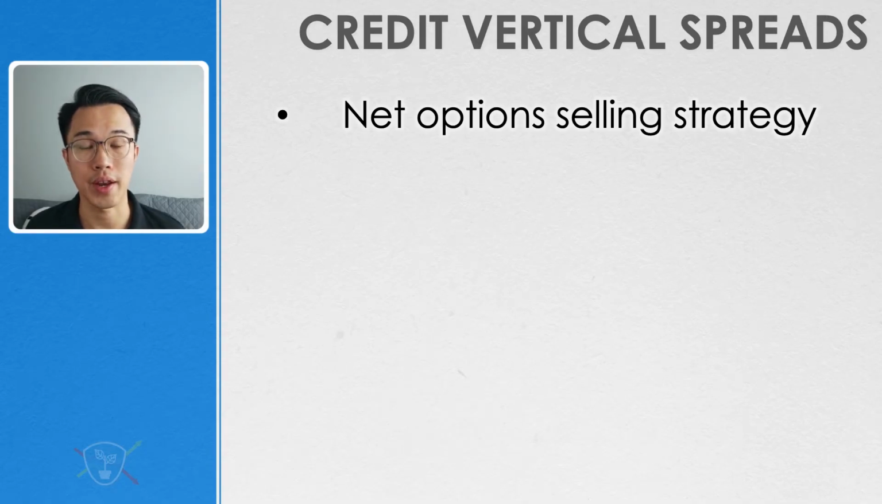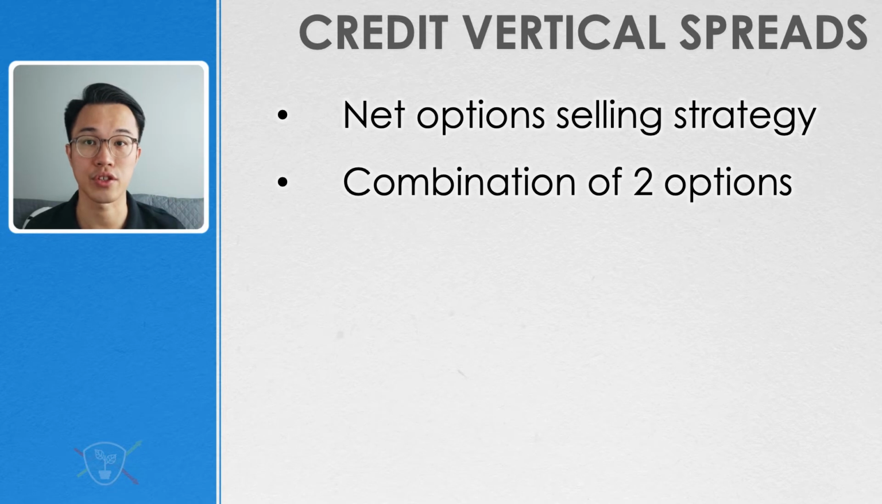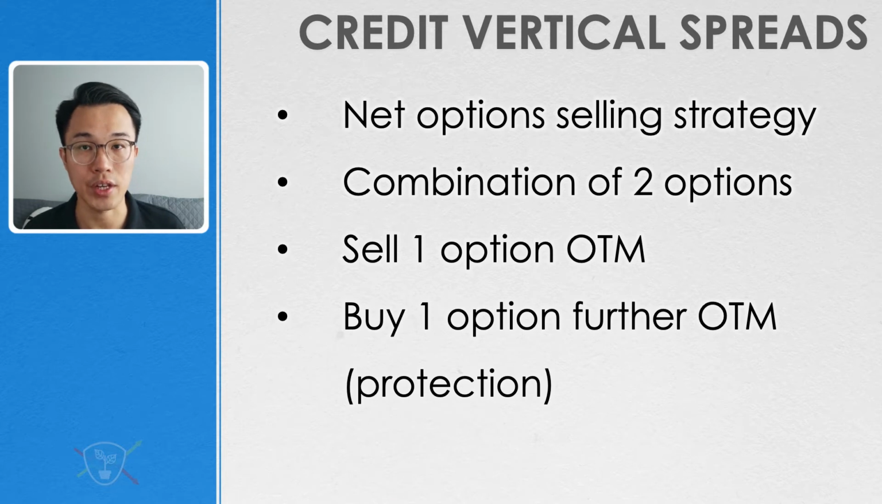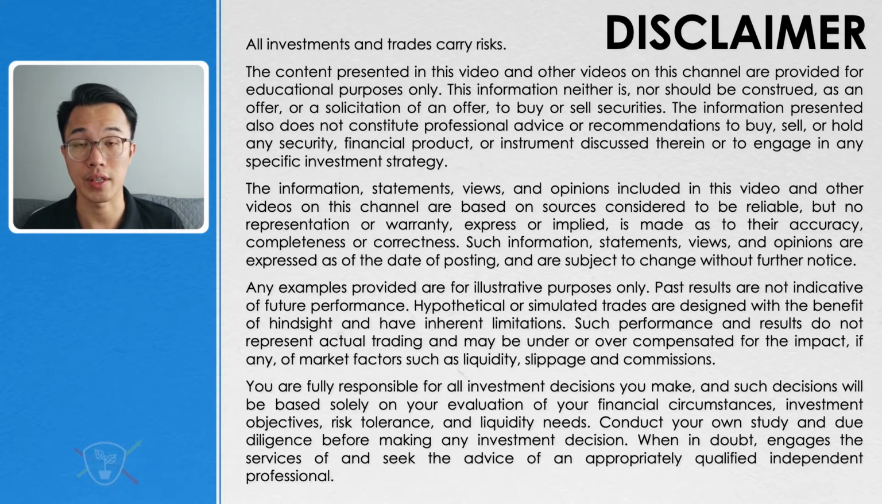A credit vertical spread is a position that is made up of two options trades. We will sell an out of the money option, and then we will buy another option that is even further out of the money for protection. Whether we use call options or put options depends on the direction in which we are expecting the stock price to move. I'm going to skip the technical jargon and just use two examples to demonstrate exactly how this works. These are real examples in the market, but I'm not going to specify which stocks these are because this video is just meant to illustrate how the strategy works and not meant to provide specific investment advice about any particular stock.